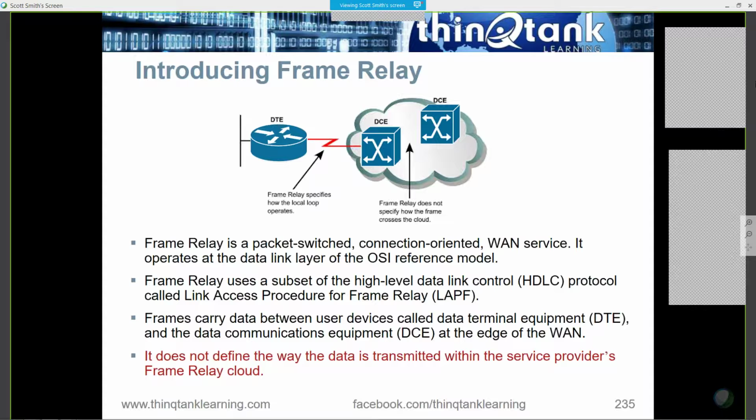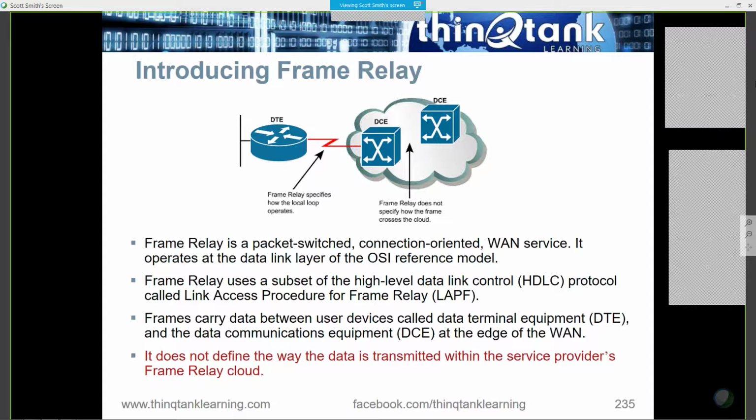Essentially what happens is, and a lot of people don't realize this, frame relay only runs from the router, which is your DTE device, data terminating equipment, to the frame relay switch at the edge of the provider's network. It is not an end-to-end protocol. What's happening inside the cloud? We're routing.